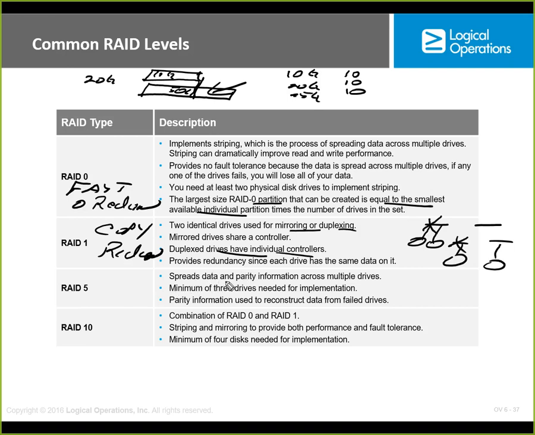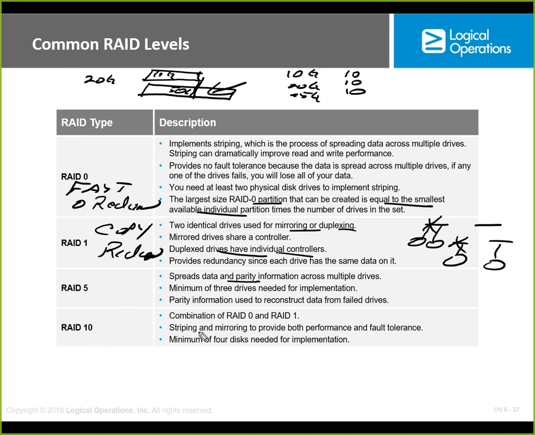RAID 5 spreads the data across multiple drives like RAID 0 does, but it creates what's called a parity stripe. It's some code that if we lose one hard drive, and we can only lose one hard drive in RAID 5, we can recreate the data from the parity stripe. If you lose 2 hard drives, regardless of how many you have, if you lose 2 of them in a RAID 5, then you rebuild the RAID and restore from backup.